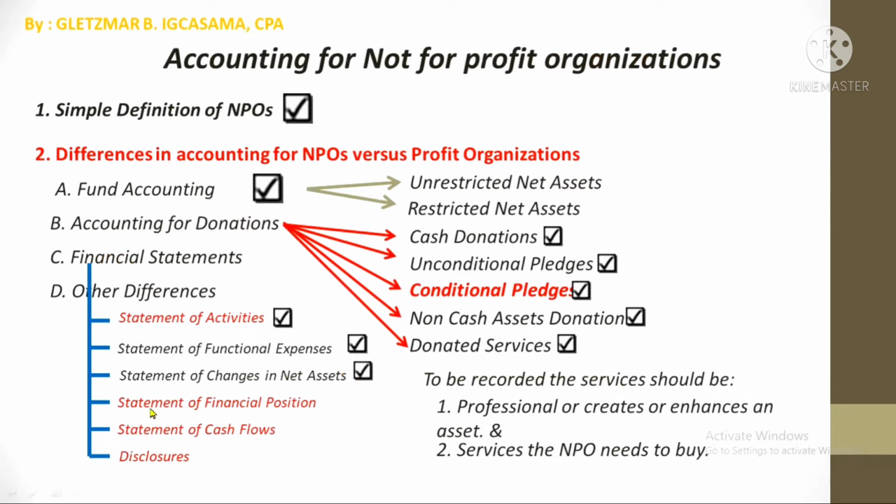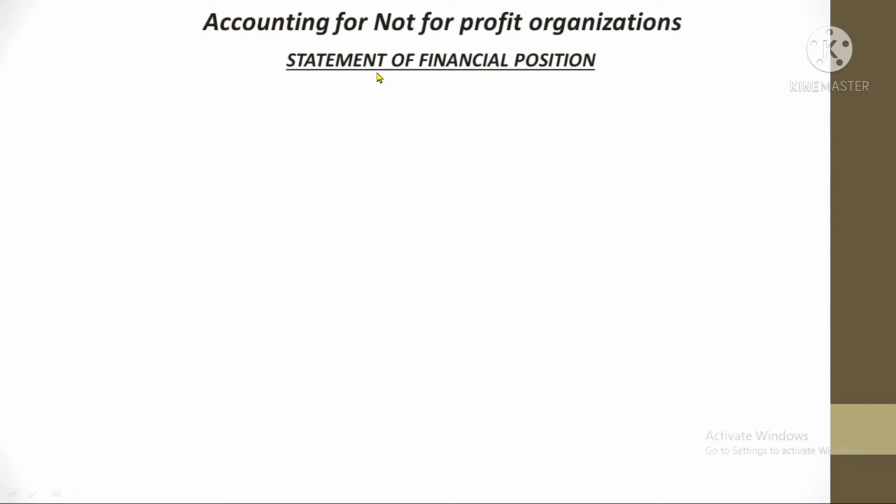Now let's go to the statement of financial position, which is also popularly known as the balance sheet. And as you know already, the balance sheet is composed of assets, liabilities, and equity. But since we're talking about NPOs, instead of using equity, we have here the net assets. So in the balance sheet, the assets are classified into current assets and non-current assets.